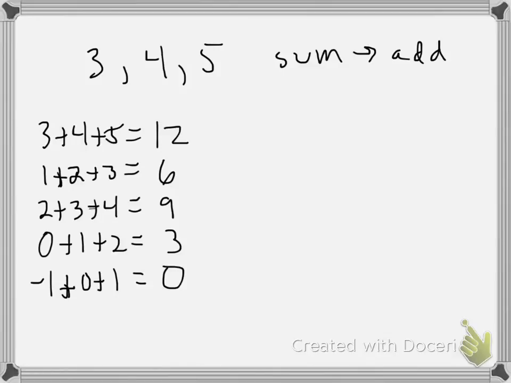Let's try some other ones. What if they're all negative? What about negative 1 plus negative 2 plus negative 3? Well, that's the same as this one here, but it's all negative, so it's going to be negative 6. Okay? But they have to be consecutive, so they have to be next to each other on the number line when you count with normal numbers or with integers. So I think I have a lot here.